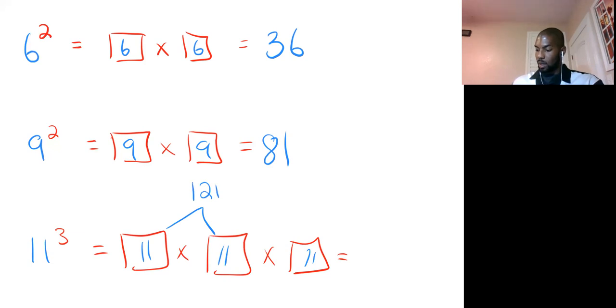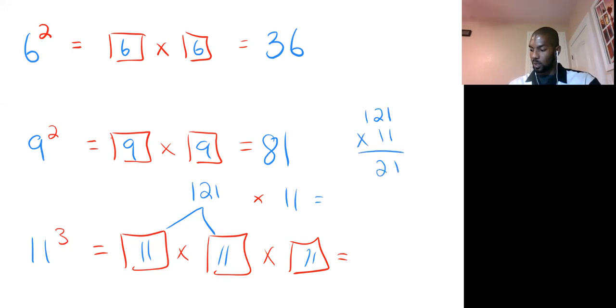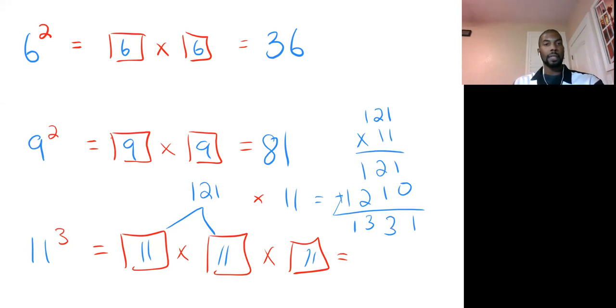And then 121 times 11, I don't actually know that off the top of my head. 1 times 1 is 1, 1 times 2 is 2, 1 times 1 is 1, 0. 1 times 1 is 1, 1 times 2 is 2, 1 times 1 is 1. 1, 3, 3, 1. 1,331 is the third power of 11. That's it. So what did we learn today?